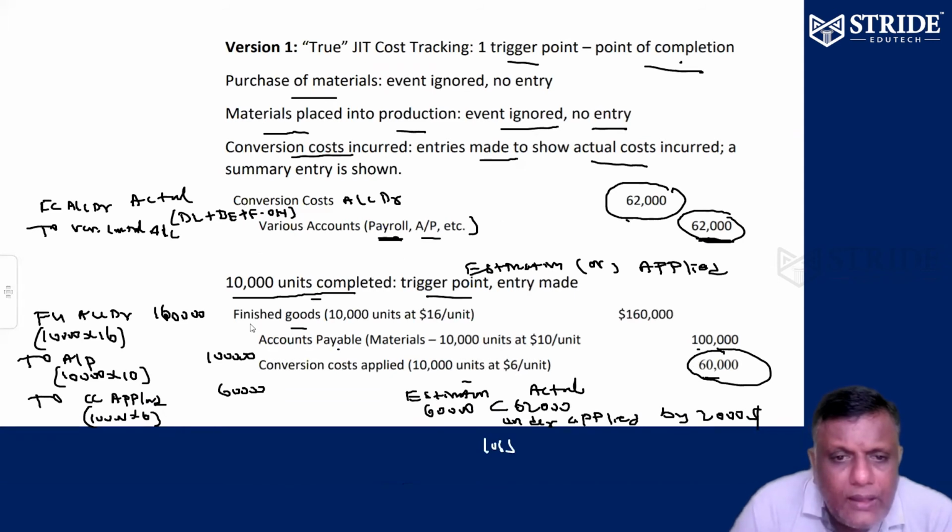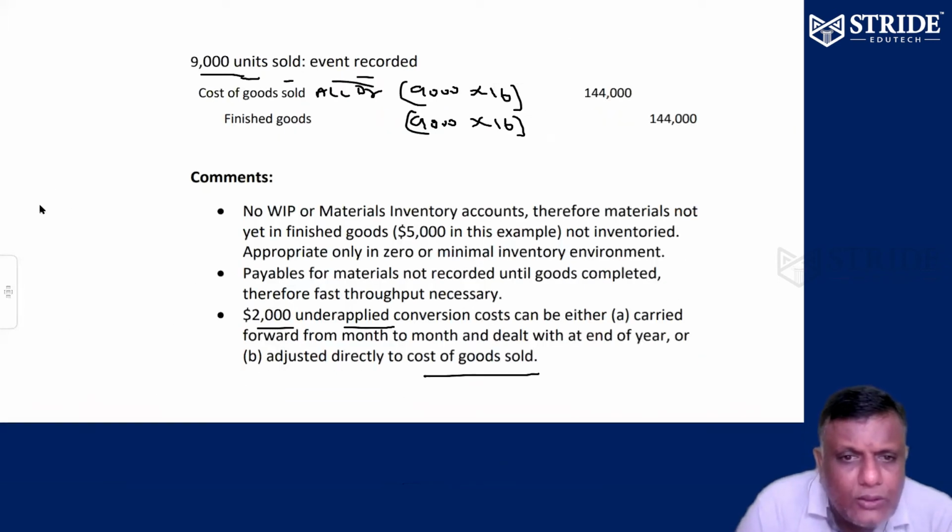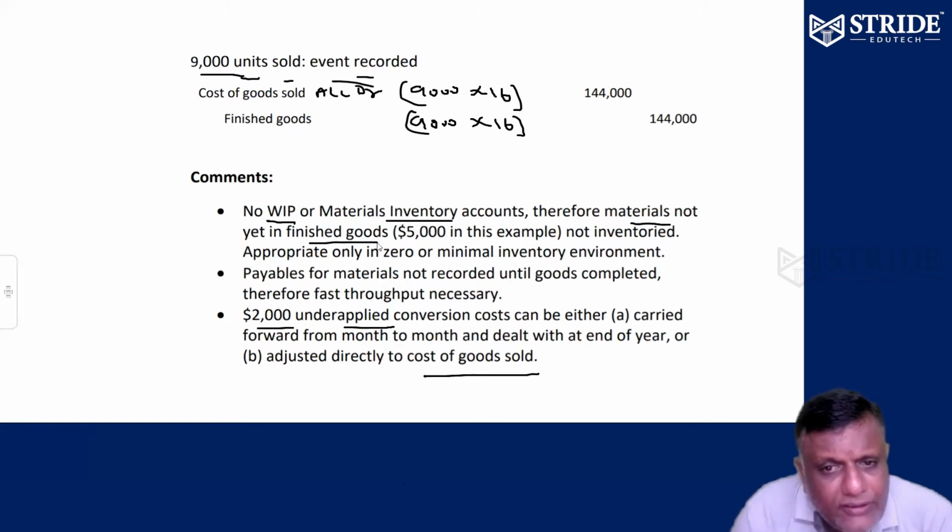Again, here also, no WIP, only material inventory cost. Materials are not yet in finished goods, so the $5,000 is not in inventory. Applied only in zero or minimum inventory cost.